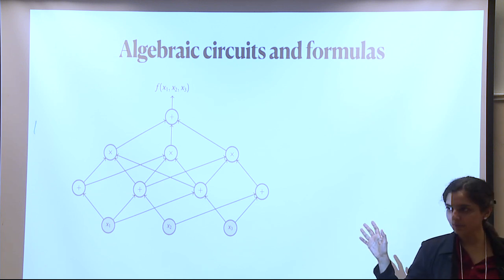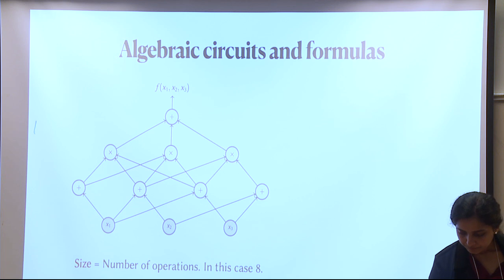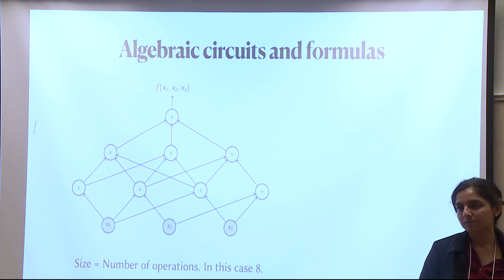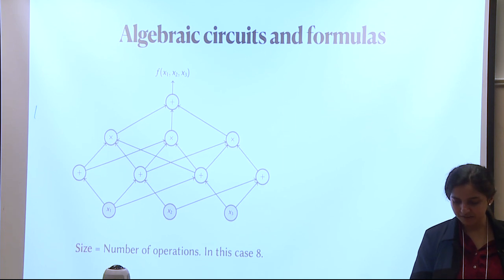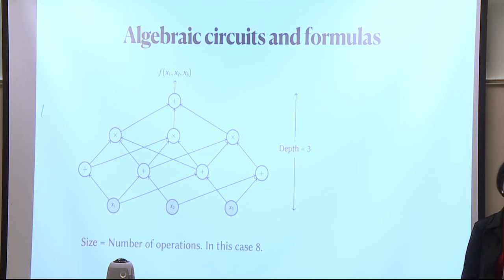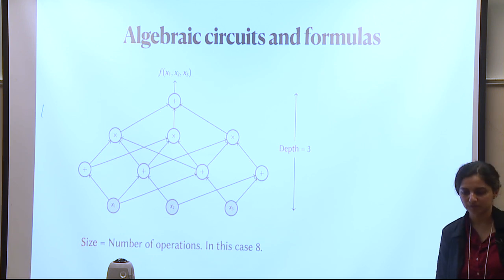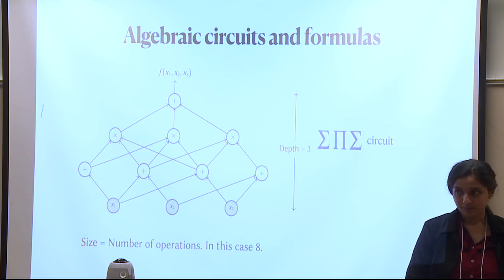Questions about the model? It's quite straightforward, I guess. And the number of operations is whatever the number of operators used. In this case, it's 8, I guess. And then the depth is the number of these layers of cascading that you have. So plus, multiply, plus, it's 3, so the depth is 3. As I said, this could also be called a sigma pi sigma circuit.